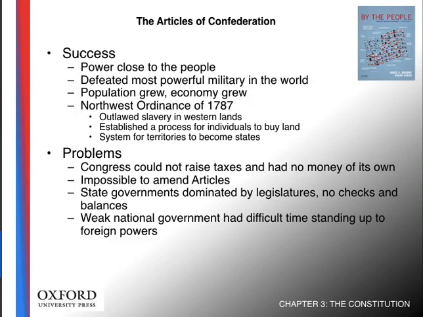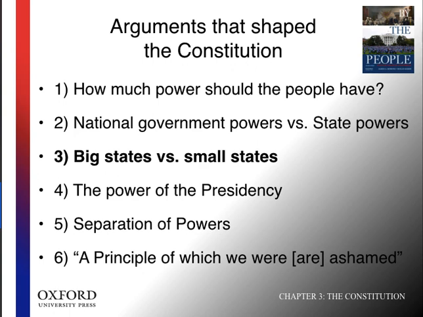So the successes of the Articles of Confederation are that the power remained close to the people. Within the states, they had a lot of power. The problems were, like I said, Congress had no ability to raise any taxes and therefore no money to have any kind of military, and they were unable to stand up to foreign powers. So, hence, they needed to do a redo and make a constitution.